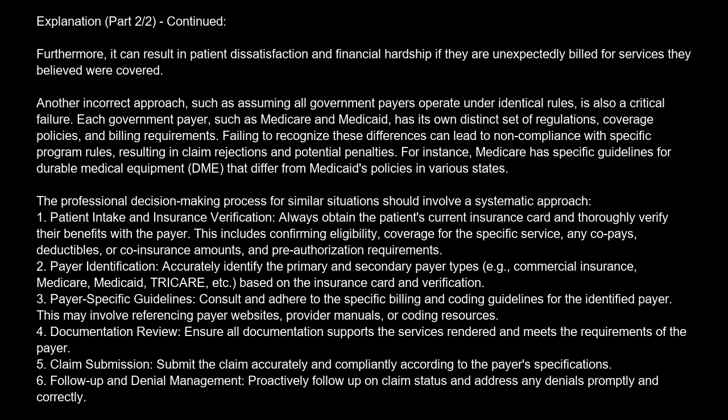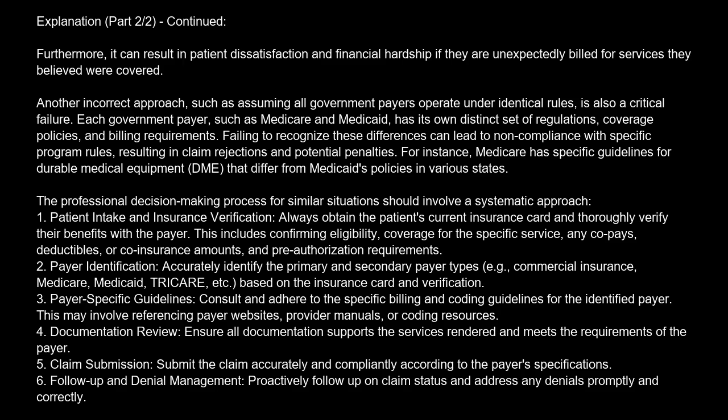The professional decision-making process for similar situations should involve a systematic approach. 1. Patient intake and insurance verification. Always obtain the patient's current insurance card and thoroughly verify their benefits with the payer. This includes confirming eligibility, coverage for the specific service, any co-pays, deductibles, or co-insurance amounts, and pre-authorization requirements. 2. Payer identification. Accurately identify the primary and secondary payer types, e.g., commercial insurance, Medicare, Medicaid, TRICARE, etc., based on the insurance card and verification.